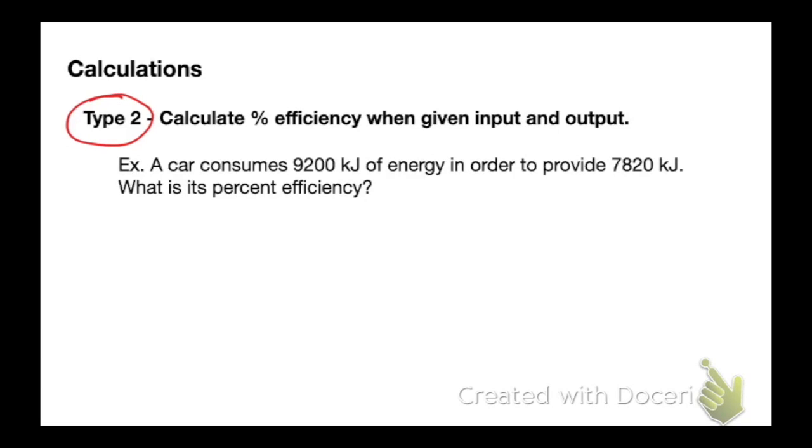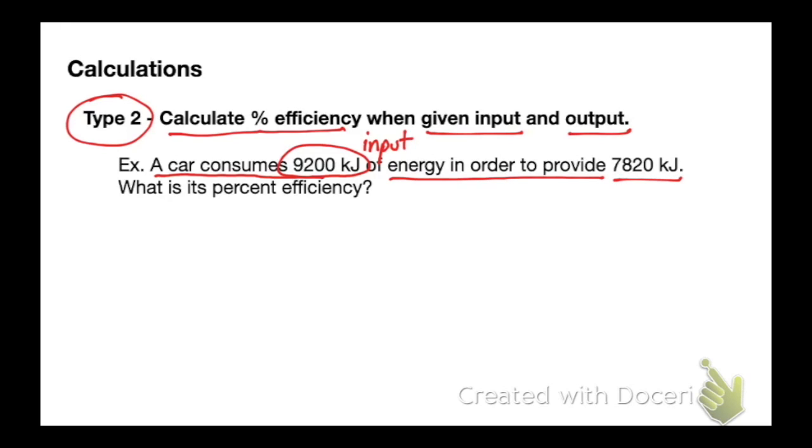Okay, type 2. Now we're going to calculate percent efficiency when I'm given the input and the output. So a car consumes 9,200 kilojoules. That's the input. In order to provide 7,820. That's the output. I start with 9,200, I end up with 7,820. What's its percent efficiency? Okay, so here's how you do it.